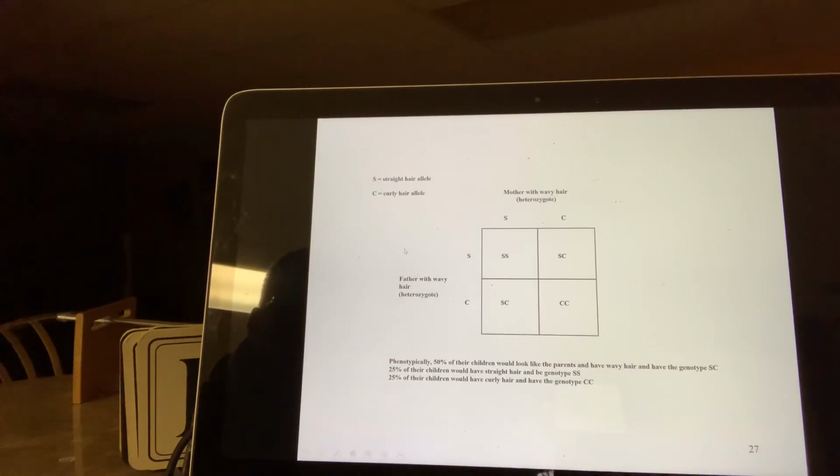So if I was to give you a problem having to do with incomplete dominance and individuals with different hair types, if I gave you a father with straight hair, you would have big S, big S. If I gave you a father with curly hair, you would have big C, big C. So it just depends on what criteria I give you, and then you fill in the boxes and see what you got.